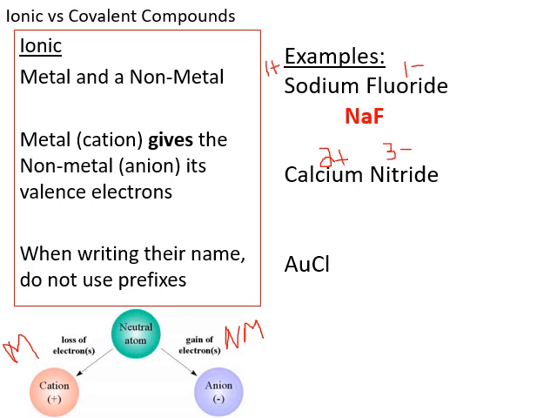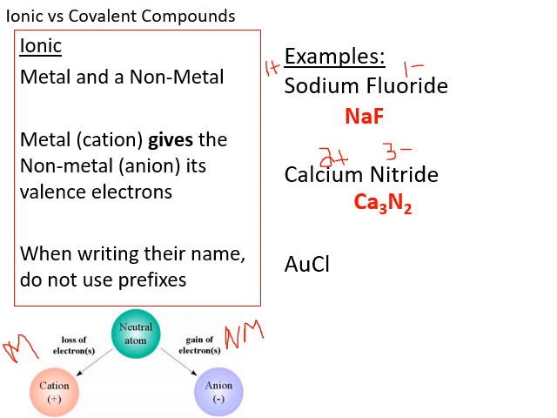Those don't add up to 0, and so you have to cancel their charges. To cancel them, you actually need 3 calciums and 2 nitrogens. 2 times 3 is 6. 3 times 2 is 6. It's all canceled out.